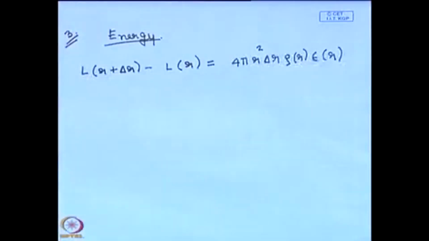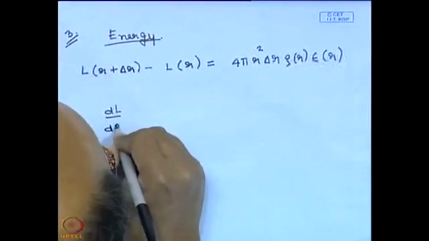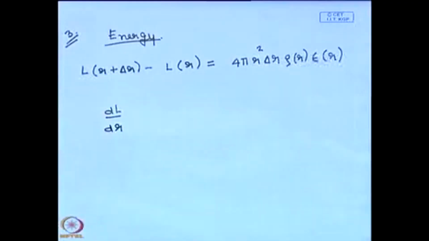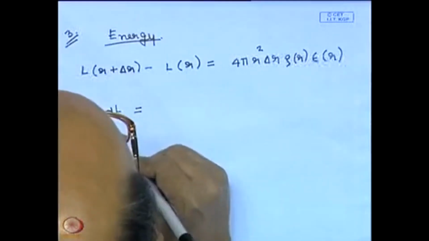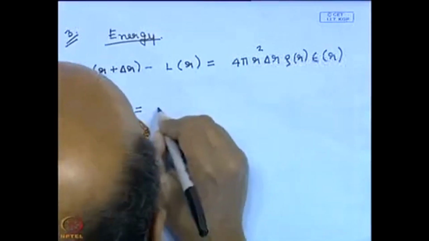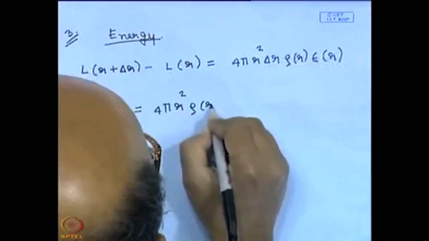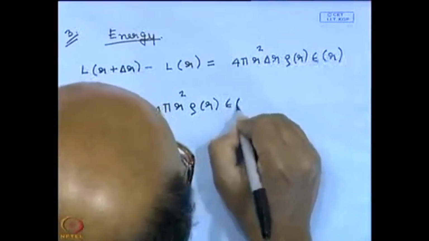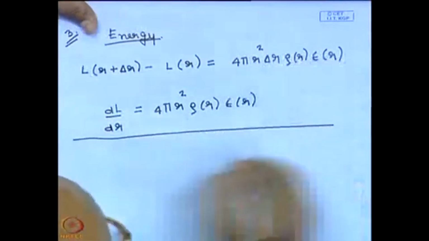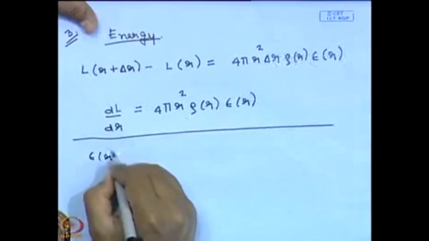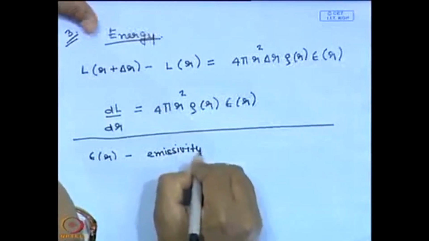Okay. So, this gives us the equation: dL/dr, how does the luminosity change as we go out from the sun, and dL/dr is equal to 4 pi r squared rho(r) into epsilon(r), where epsilon(r) is the emissivity, or the energy generation rate.